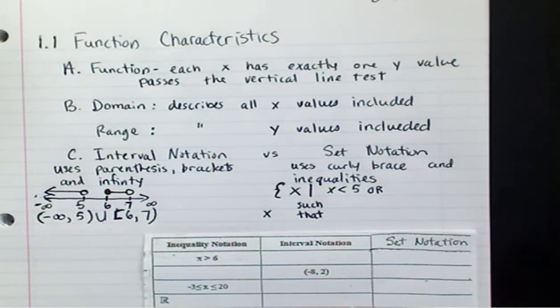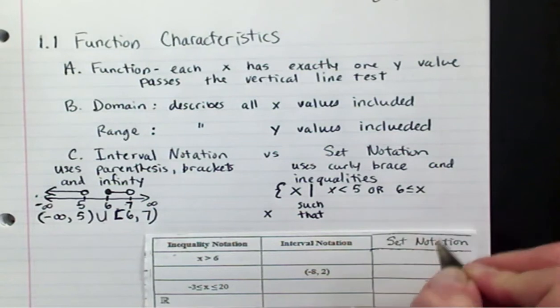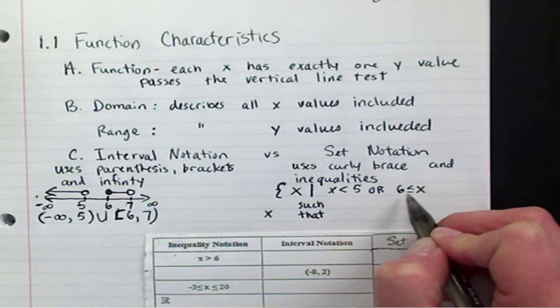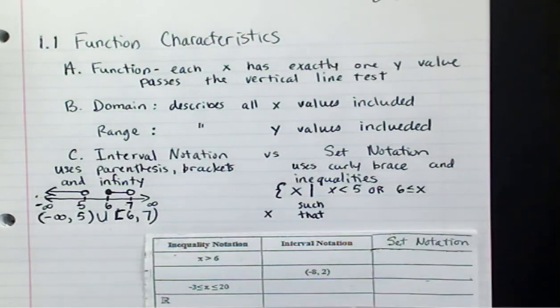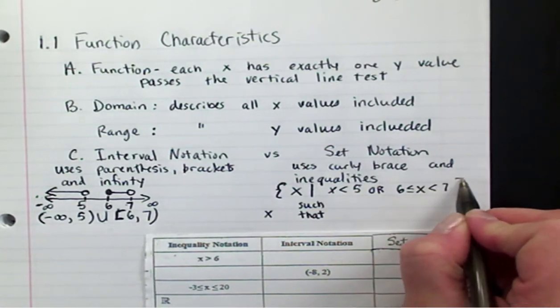Compound inequality. Yes? No? Idea? They already answered. Yes? 6 is less than or equal to X is less than 7. Okay, do you see that? X is greater than or equal to 6 based on where I'm reading it from. X less than 7. That's your compound inequality.